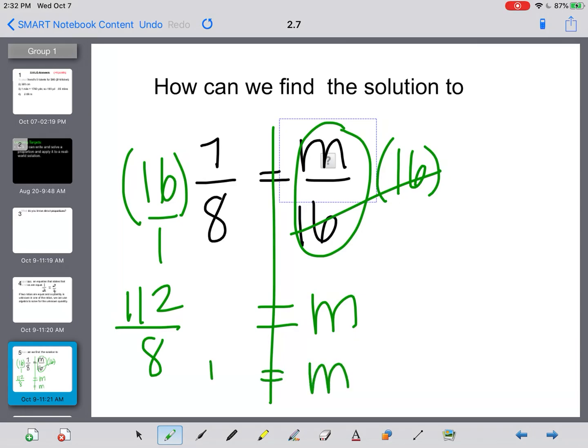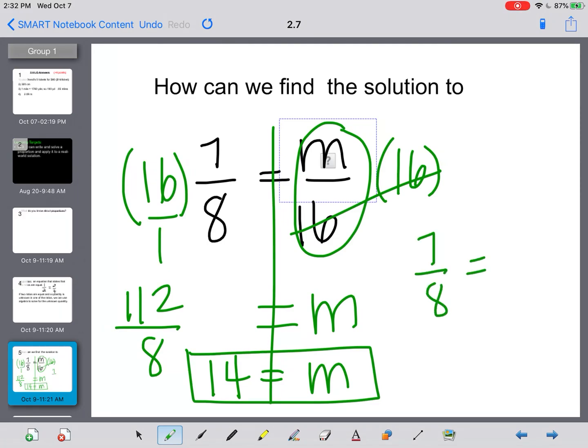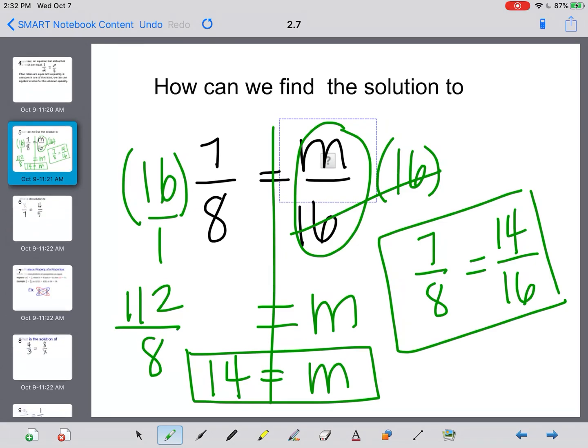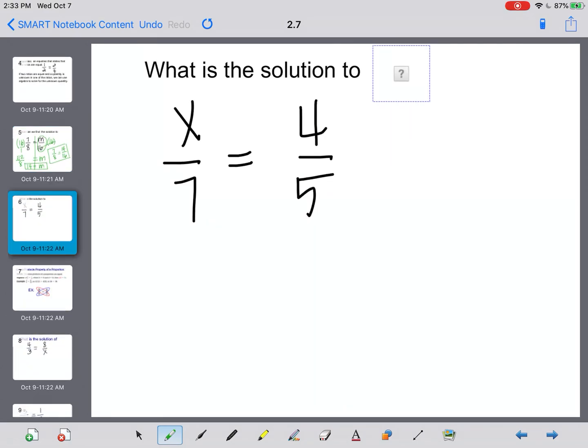Then I'm actually going to finish it and see what I get. And I find out that m is really equal to 14. Okay, so that tells me I could write the proportion 7 over 8 is equal to 14 over 16. And that would be a correct proportion.